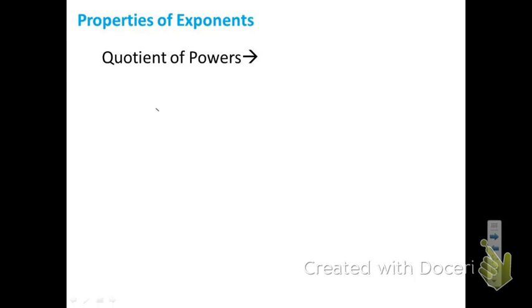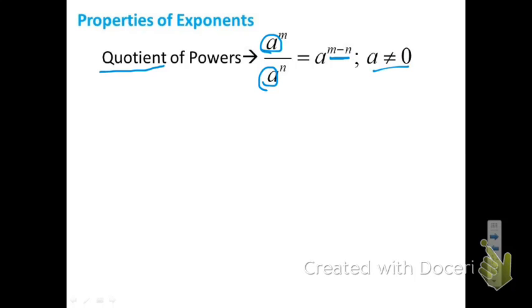Alright, I think we're on our third property, which is the quotient of powers. A quotient means that we're going to divide, so we have a to the m divided by a to the n, and notice that these bases are the same. If the bases are the same, we're going to subtract those exponents. And again, as long as a does not equal 0, because we cannot divide by 0. So we have two examples here.